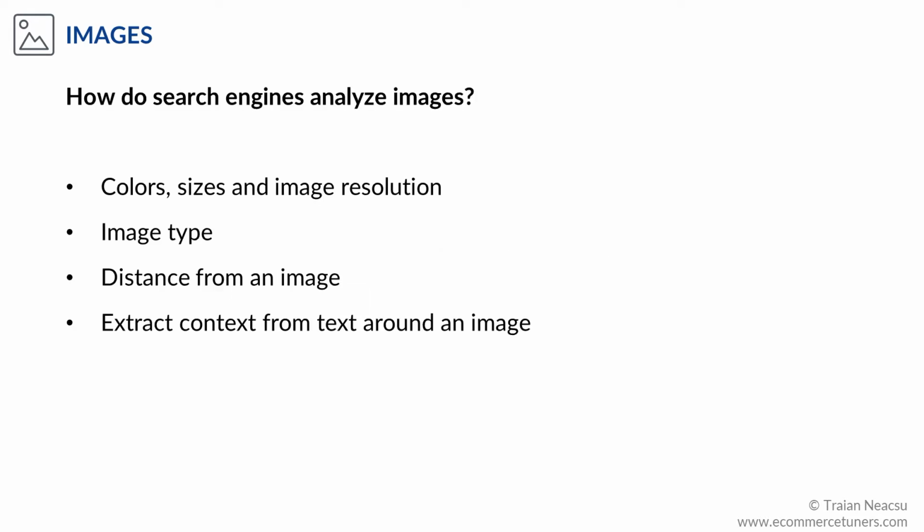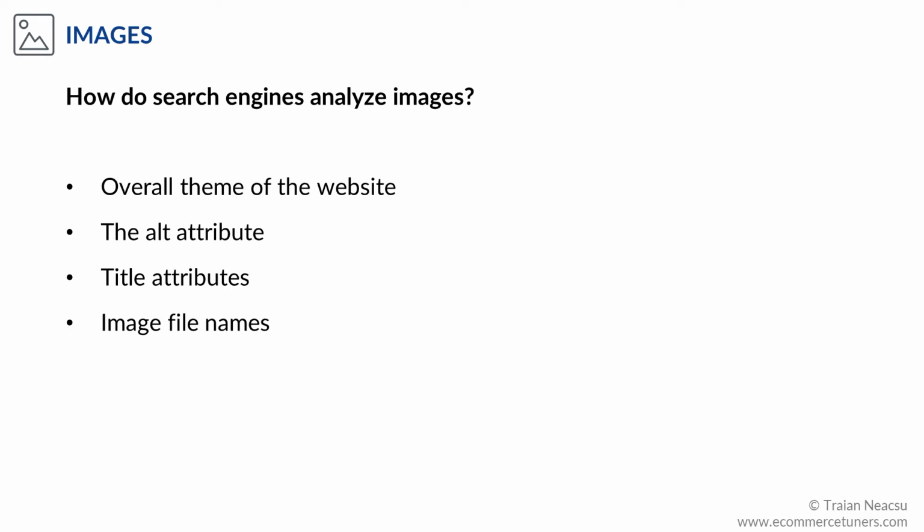How do search engines analyze images? Here are some signals that search engines use in order to understand, categorize, and rank images. They take into consideration colors, sizes, and image resolutions. They look at the image type. For example, is the image a photo, a drawing, or a clip art? They also weight text by its distance from an image and extract context from the text around an image.